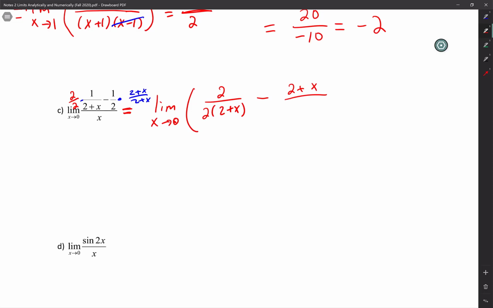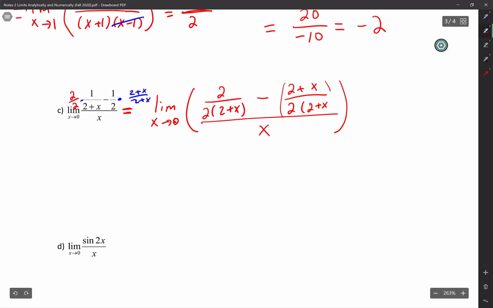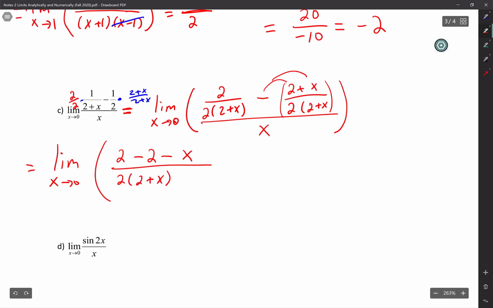So 2 plus x over 2 parentheses 2 plus x, and all this is still divided by x on the bottom. All right, I'm going to distribute this. So I'm going to pretend like I have a parenthesis there, and I'm going to distribute it like that, so I can have one common denominator. So I'm going to put an equal sign. I'm going to write the word limit as x approaches 0, giant parenthesis, 2 minus 2. I'm distributing the negative, minus x over 2 parentheses 2 plus x. Close it, and I'm bringing up this x just like I did earlier. So now I have that. Do we have any questions so far, guys?